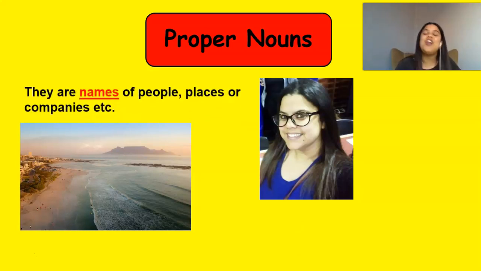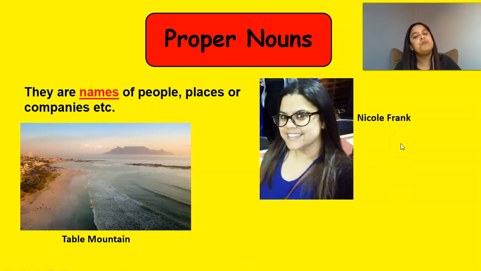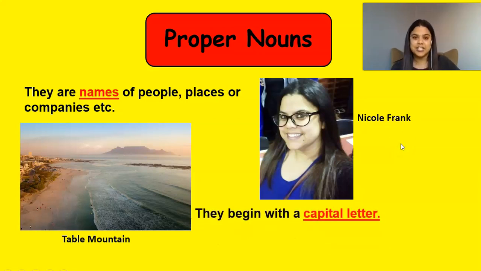So proper nouns are names of people, places, companies, or the actual names of things. Products, for example, they begin with a capital letter. And they are the actual names given to those things. For example, this might be a very famous mountain, but the name of this mountain is Table Mountain. She might be a teacher who teaches you English home language on WorksheetCloud.com, but her name is Nicole Frank. Both of these are proper nouns. And like I said before, they both start with a capital letter.